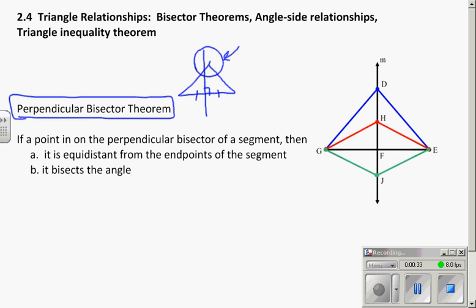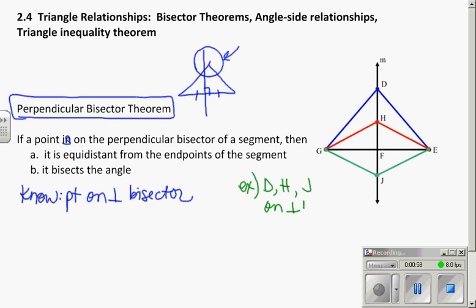It says if a point is on the perpendicular bisector of a segment, then two things happen. So really what happens here is if we know a point on the perpendicular bisector. So for example, D, H, and J is on perpendicular bisector M. We get two very powerful pieces of information.